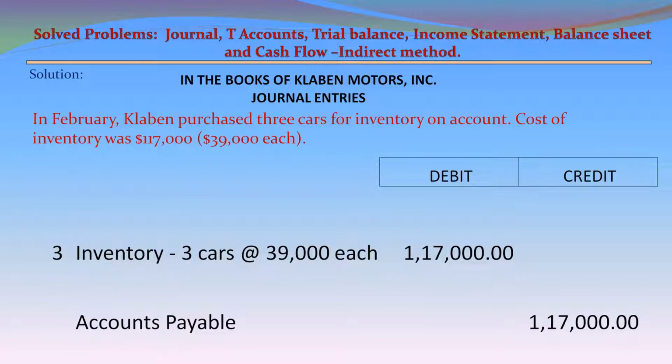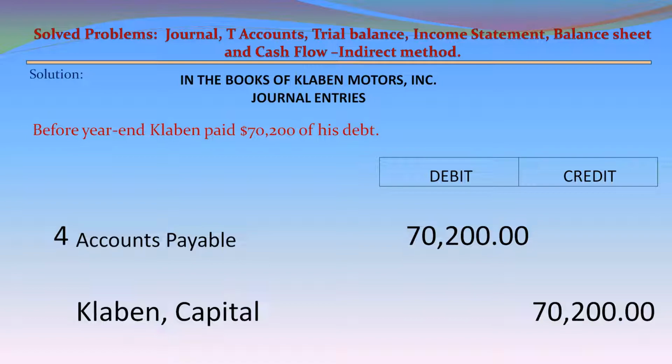In February, Klaban purchased 3 cars for inventory on account. Cost of inventory was $117,000, $39,000 each. So the journal entry for this is: inventory 3 cars at $39,000 debit $117,000, to accounts payable $117,000 credit. Before year end, Klaban paid $70,200 of its debt. Journal entry for this is: accounts payable debit $70,200, to cash $70,200.